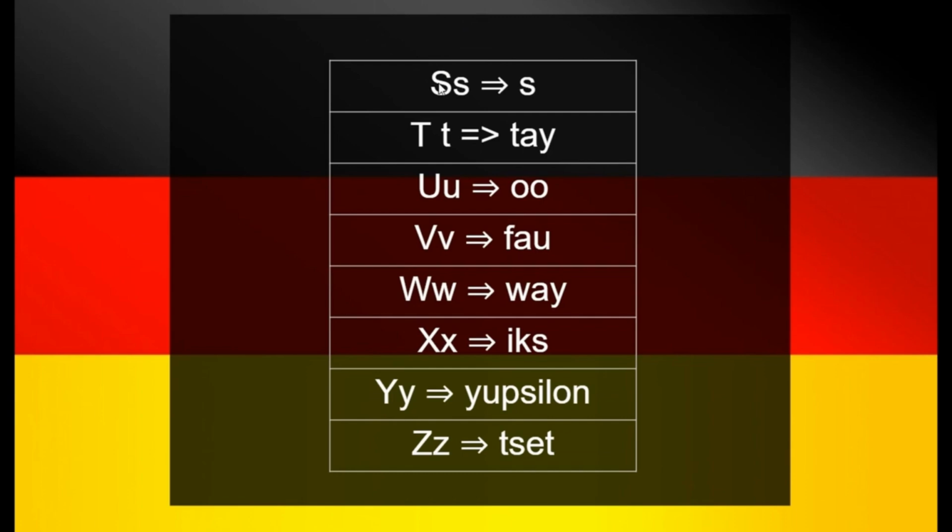Moving on. S is pronounced as S, T as T, U as U, V as V, W as W, X as X, Y as Y, Z as Z. Let's repeat. S, T, U, V, W, X, Y, Z.